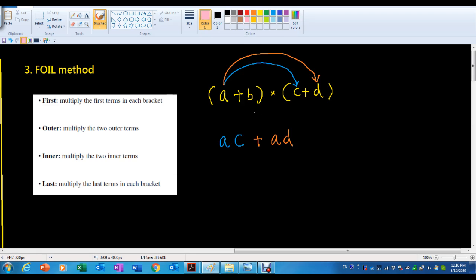If A is the outer, then B is the inner term of the first bracket. And if D is the outer term for the second bracket, C will be the inner term of the second bracket. So again, we're going to use B times C. Both are positive, so we add them. The last one is also called last: multiply the last term in each bracket. B is the last term in the first bracket, and D is the last term in the second bracket.